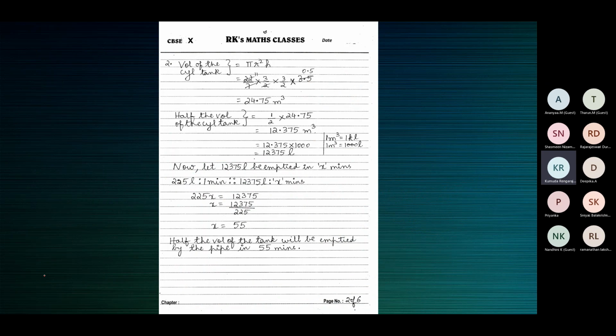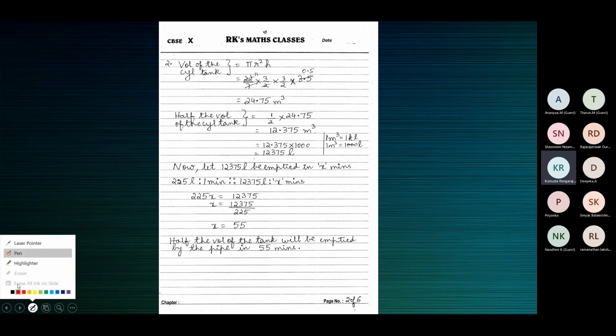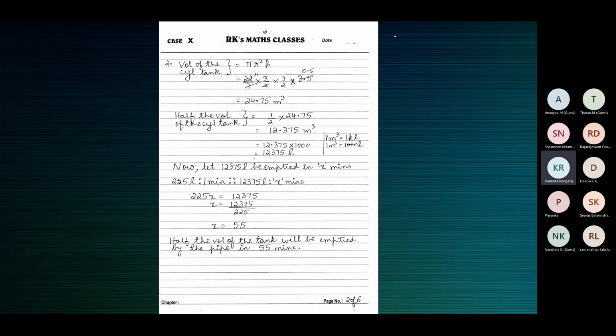So half the volume of the tank will be emptied by the pipe in 55 minutes. What you need to understand here is you need to read the question and understand the question clearly. Here, step 1 was to find the volume of the cylindrical tank.